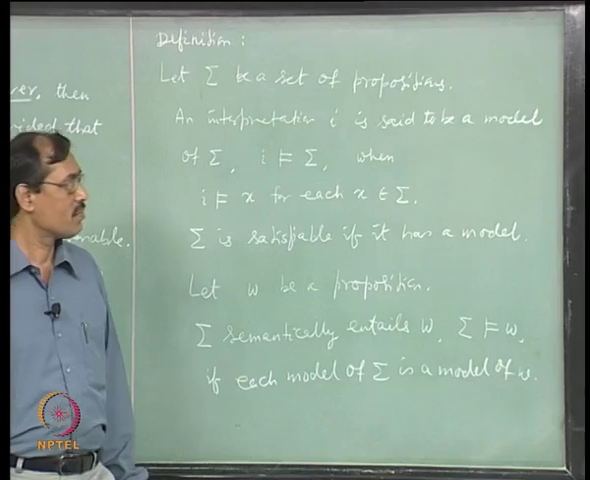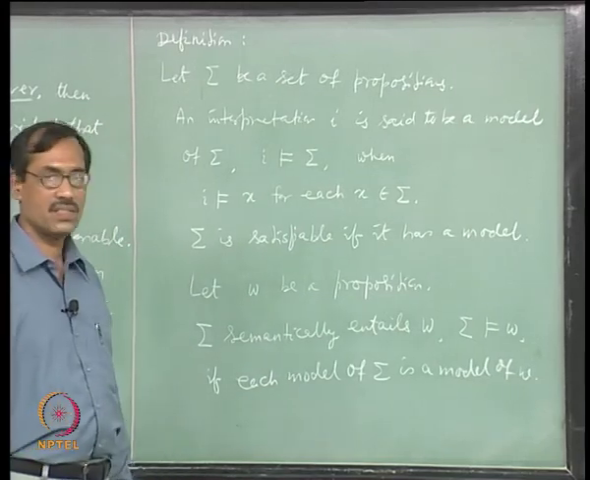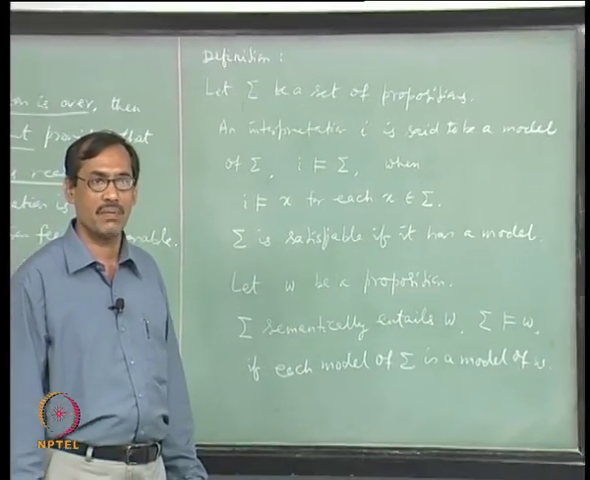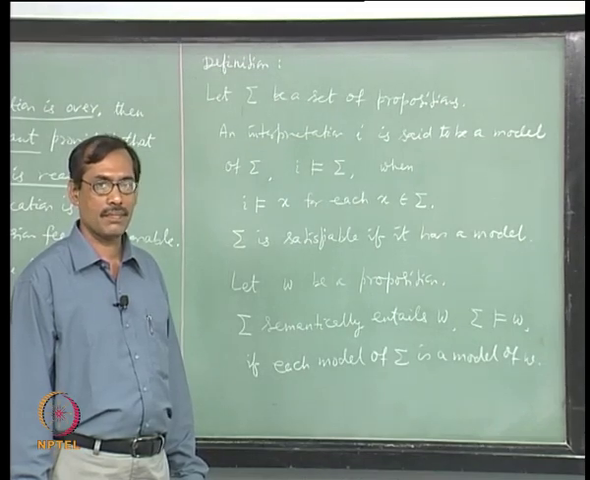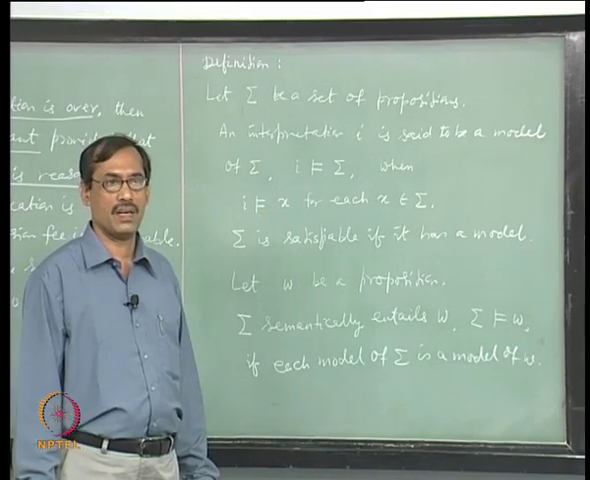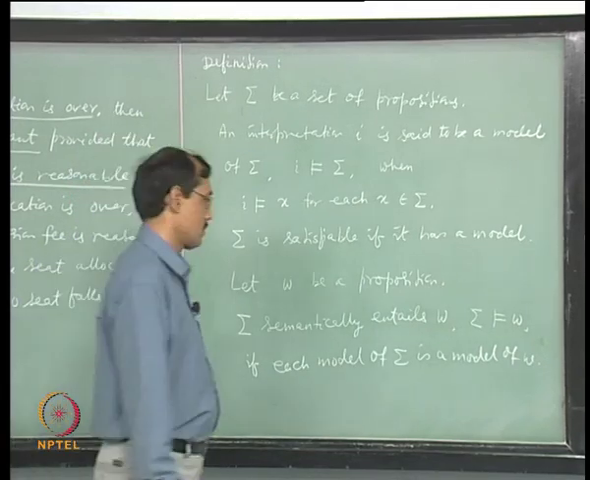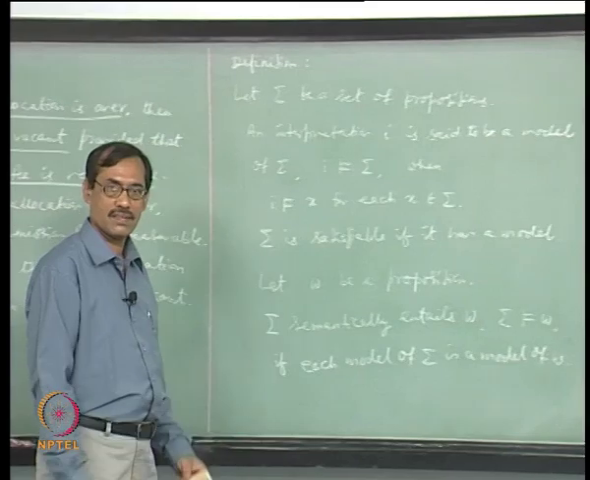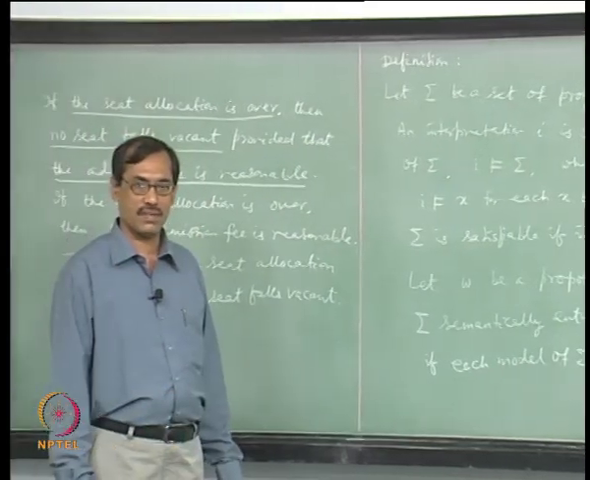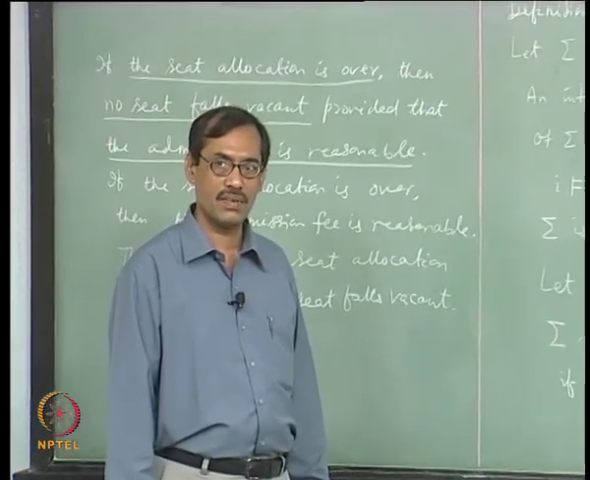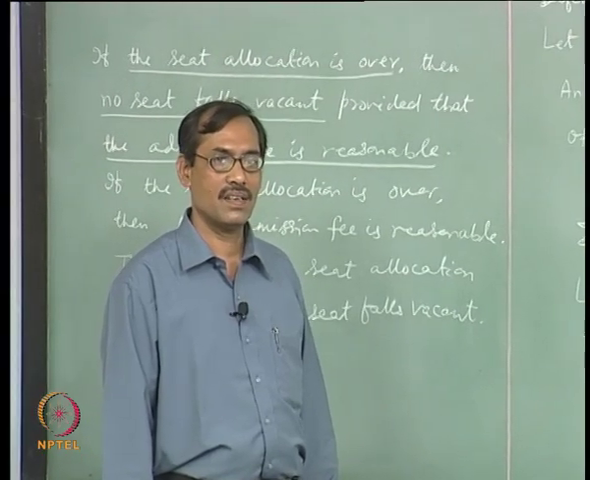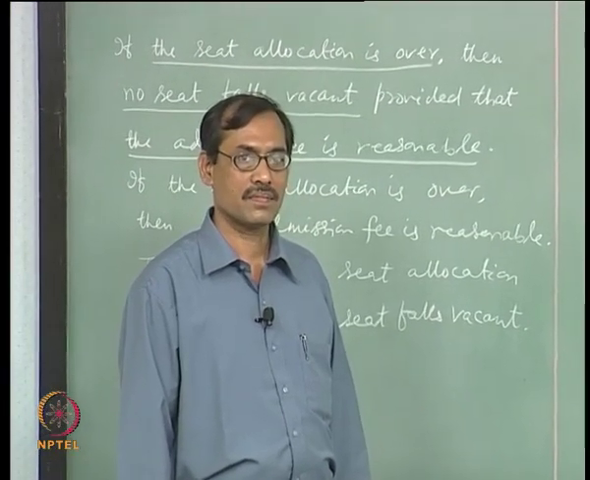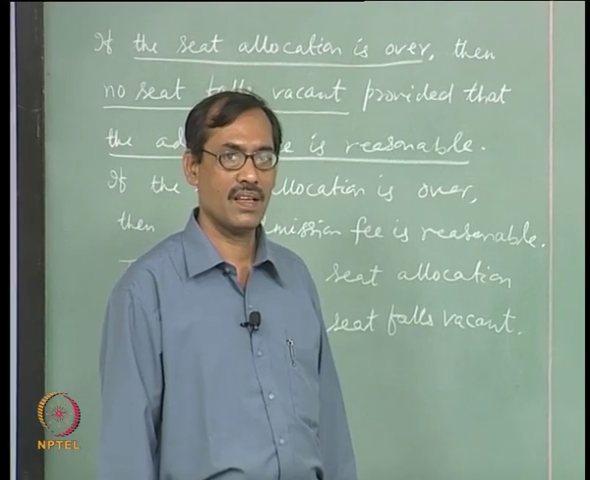Okay. Now, from the definition you can see easily that if sigma is unsatisfiable, what will happen to sigma entails W? If sigma is unsatisfiable, yes, for which W? Any W? Yeah. Is it clear? What is the reason? Sigma itself does not have a model.